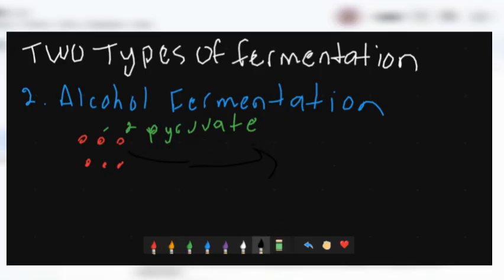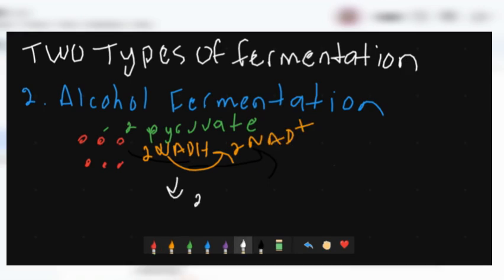In this process, pyruvate is converted into ethanol and carbon dioxide. This happens mainly in yeast, and the products of this process are 2 ethanol plus CO2.